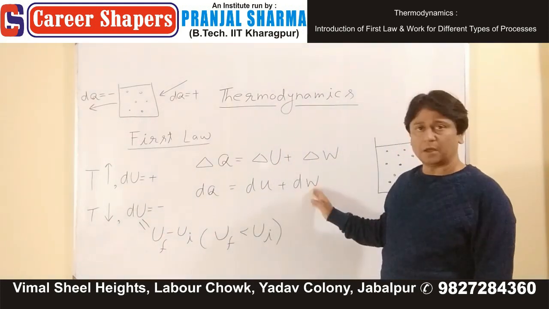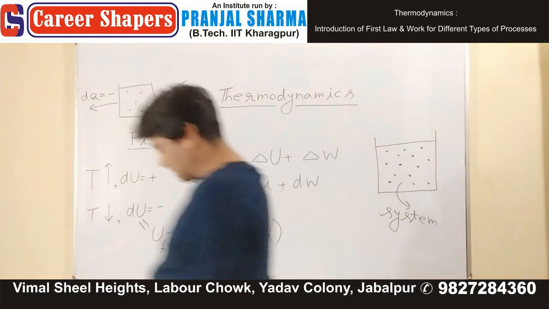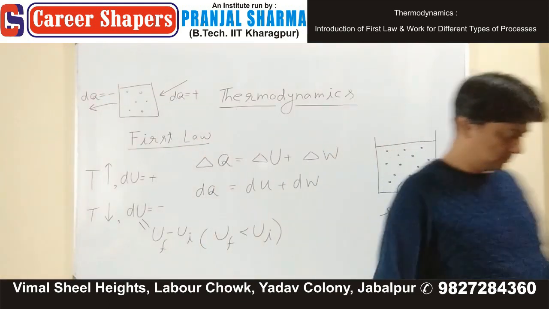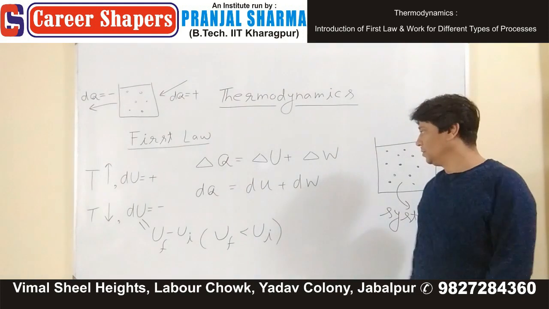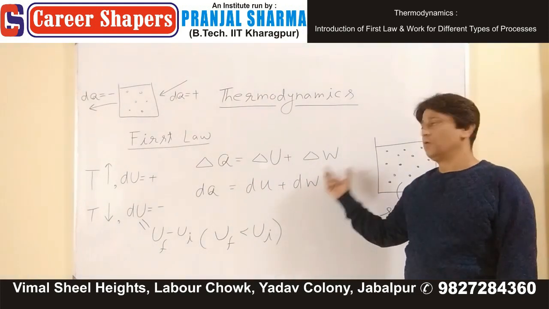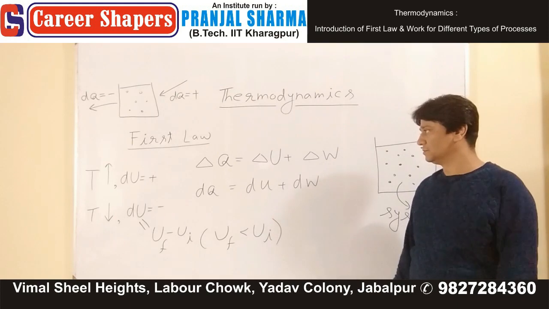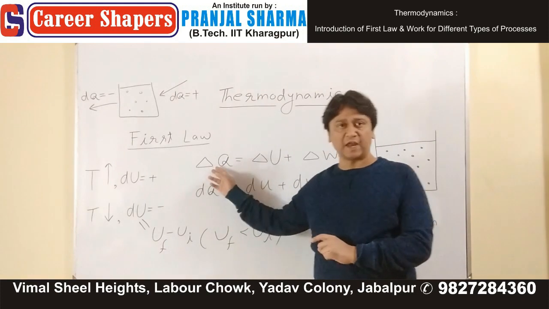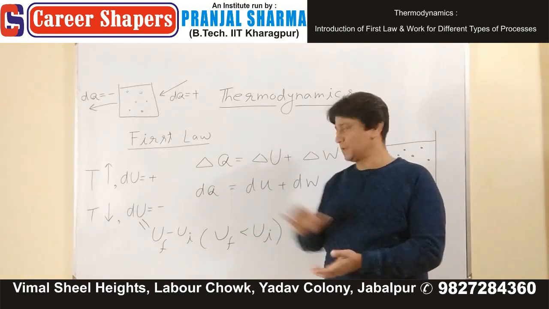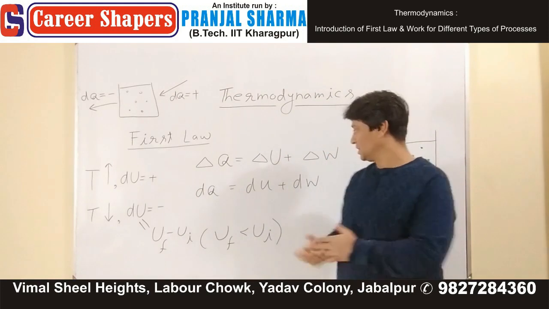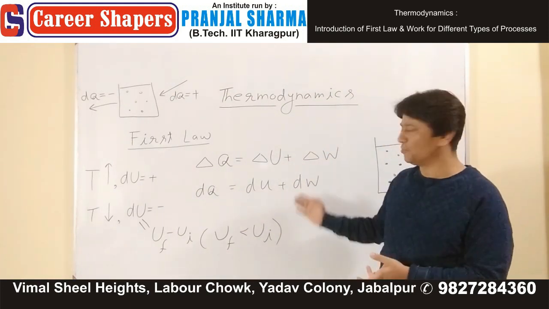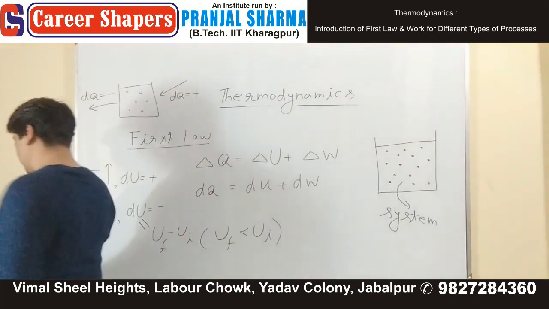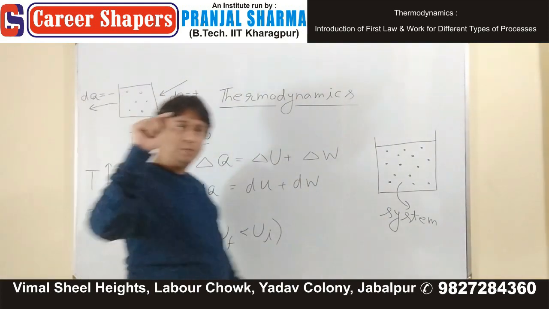Now let's talk about dW. Third point. dW is work done by the system. Now remember, these things are always very small as long as you are saying d. dQ is what? Small heat supplied. dU is what? Small change. dW is what? Small work. And when you remove d, you know that is called what? Integration. So dW is work done by the system.